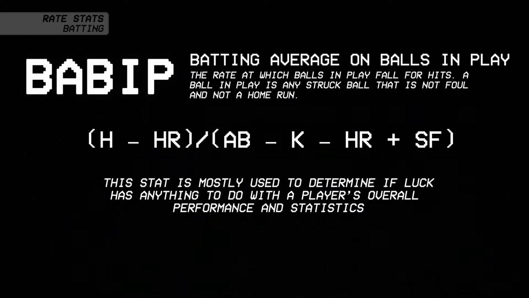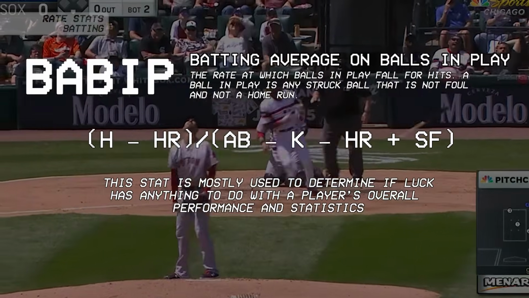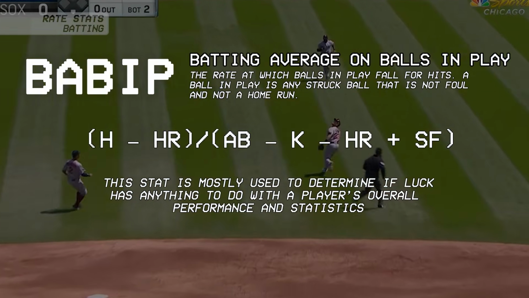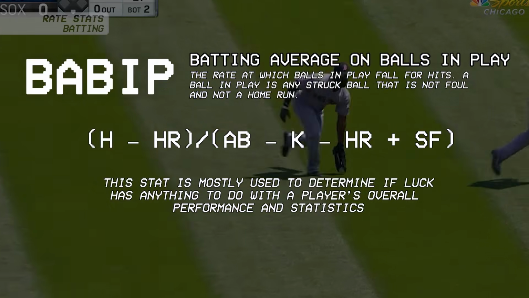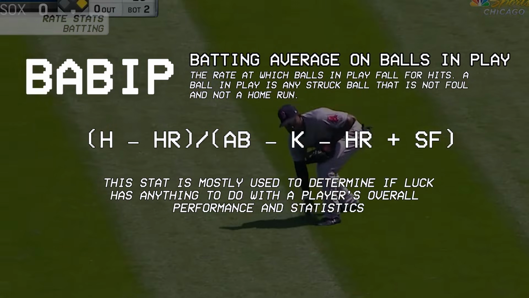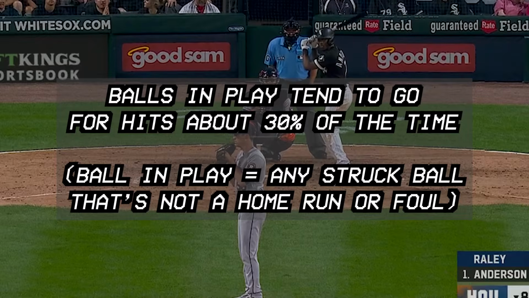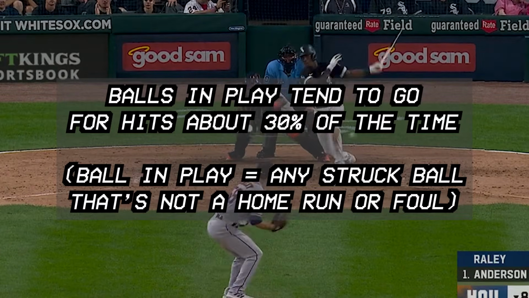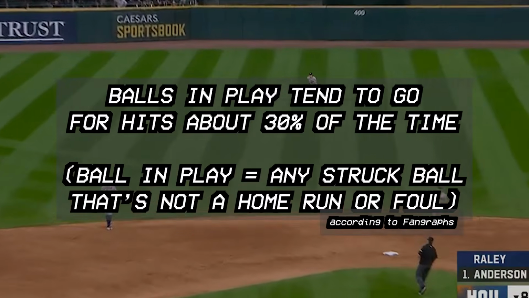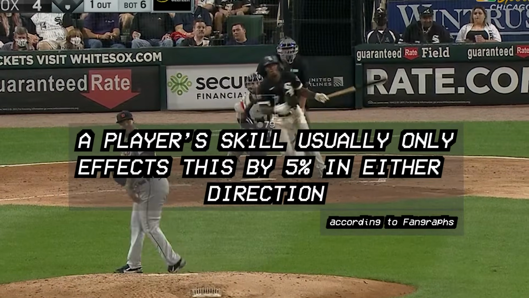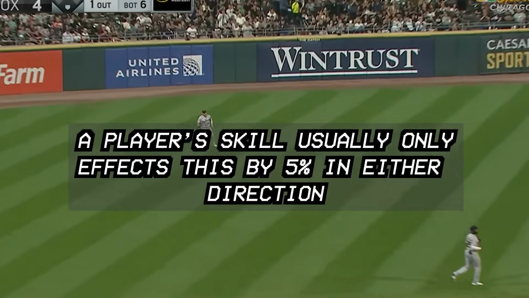Batting average on balls in play, or BABIP, is a measure of how often a ball in play lands for a hit. BABIP does not necessarily measure how good a batter is, although players with higher BABIPs are usually better than players with lower BABIPs. Instead, BABIP is used as a supplemental stat to determine if a player is producing offense at a sustainable rate. This explanation is a bit heady, so stick with me. According to Fangraphs, balls in play tend to go for hits about 30% of the time, and a player's skill can only affect that figure by about 5% in either direction.